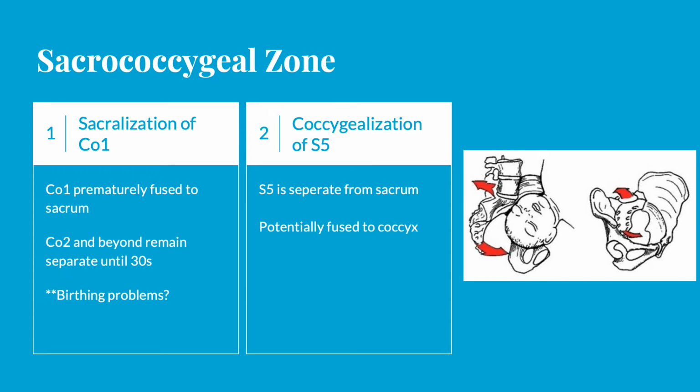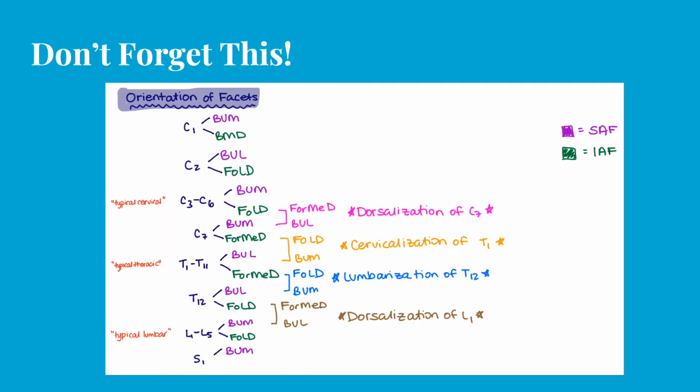outlet. So here is the chart of the orientation of the facets. Again, I would definitely recommend memorizing it. Particularly important for this exam are those changes on the right, the independent ones. That's going to tell you exactly which segments, which parts of each segment, are going to be changing, and what the change is.